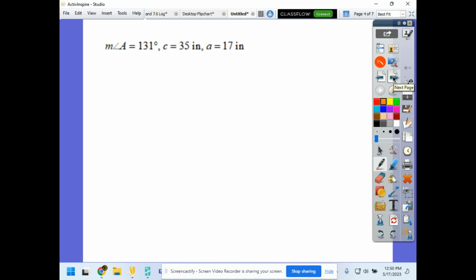Let's try this one here. I have here angle A is 131, side C is 35, side A is 17. So let's say this is my triangle here. There's angle A, which is 131 here. Side A here is 17. And let's say this is your angle C, and this is your side C, 35, okay?